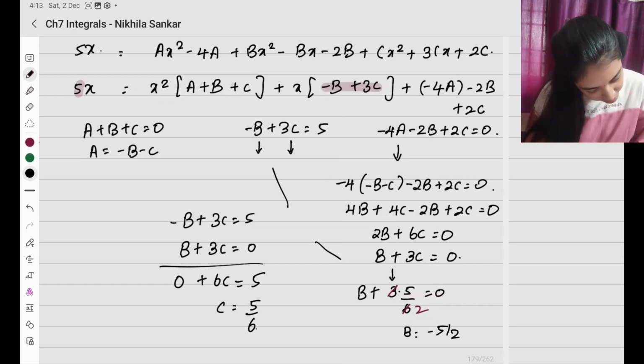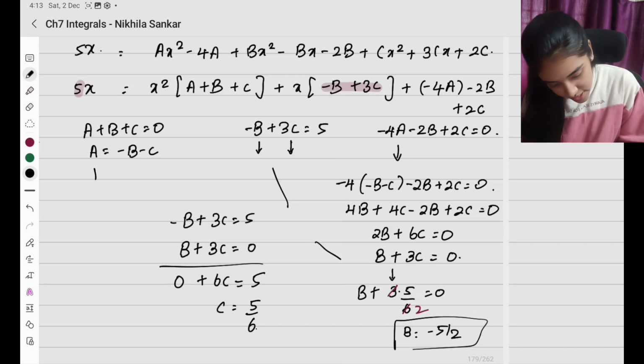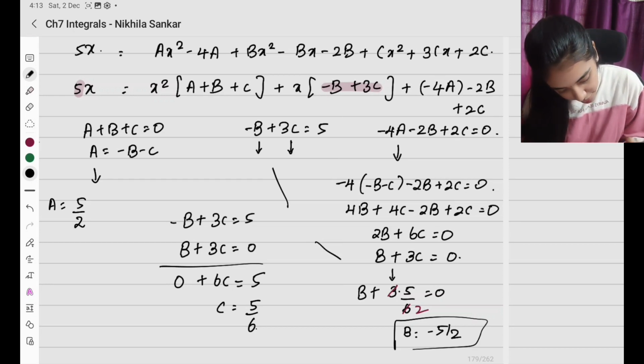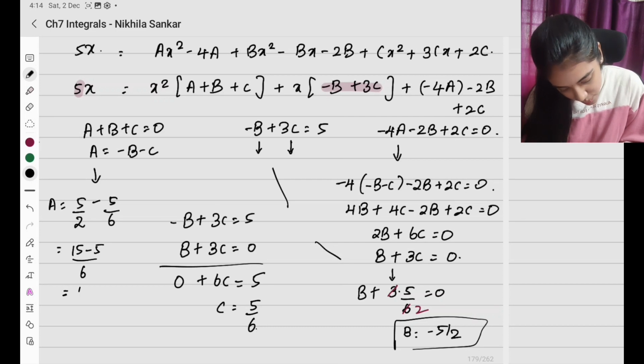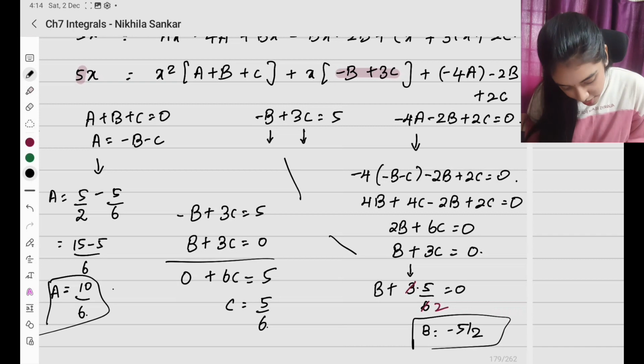Now what is a? When I substitute it here, a equals minus b, which is 5 by 2, minus c, which is minus 5 divided by 6. LCM 3 into 3, 5 3s are 15, minus 5 divided by 6, which is going to be 10 by 6. So this is my value of a. If I simplify by 2 tables, I have 5 divided by 3. So this is my value of a.